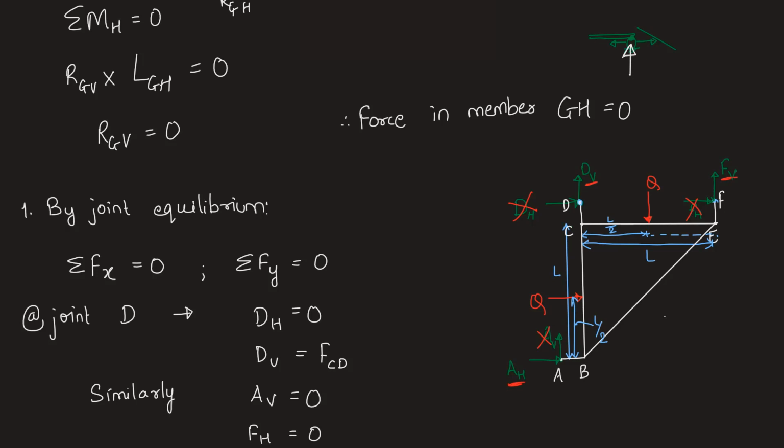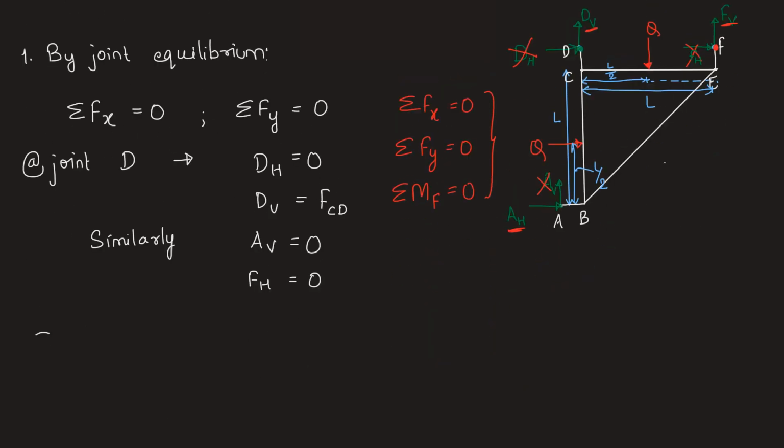For the complete structure, we know that summation of all forces in x direction should be 0, summation of all forces in y direction should be 0, and summation of moment about any support will be 0. So if we choose the support F, net bending moment acting at support F should be 0. Using these three equations, we'll find out these reactions and then find out the force in members, thereby getting the zero force member. Let's do that.